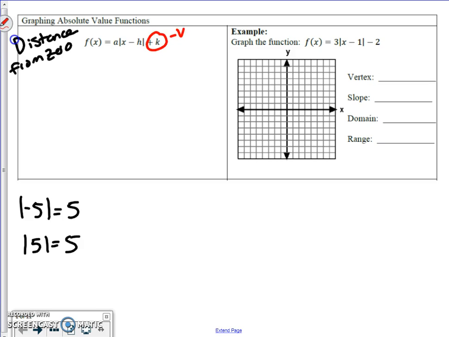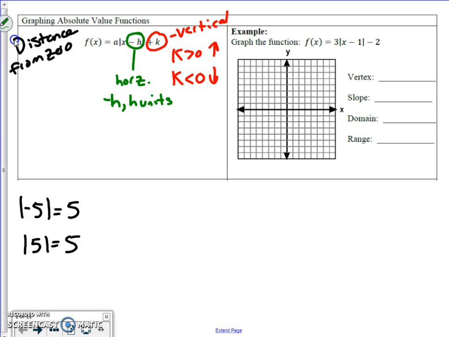Our k value is vertical. That means up or down. So when k is greater than 0, you're going to go up. When k is less than 0, you're going to go down. Internally here, inside the absolute value function, that is our horizontal transformation. When we have a negative h, that is h units to the right. And when we have a positive h, we go h units to the left.